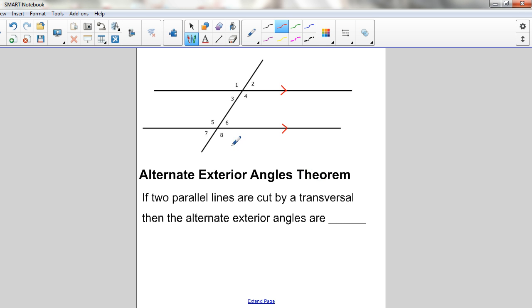Alternate exterior angles theorem. Alternate exterior angles are on the exterior and they alternate across the transversal. Examples are angle 1 and angle 8. These angles, as you can tell, are both obtuse. In this situation, they are going to be congruent. Okay, so if two parallel lines are cut by a transversal, then the alternate exterior angles are congruent.